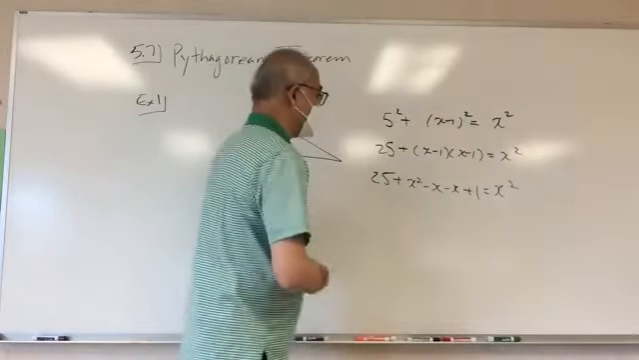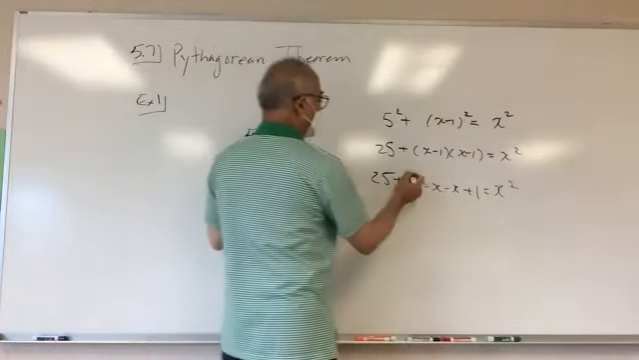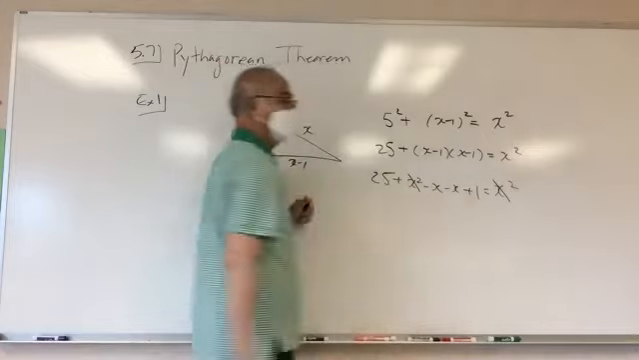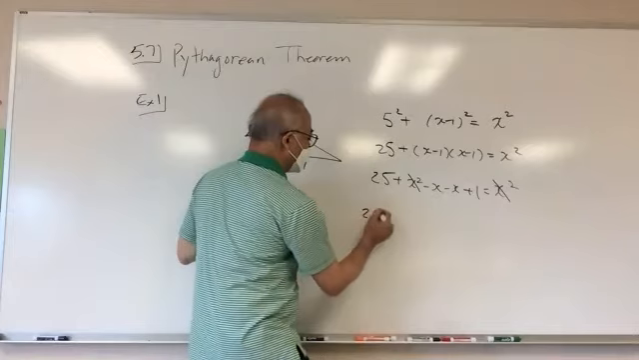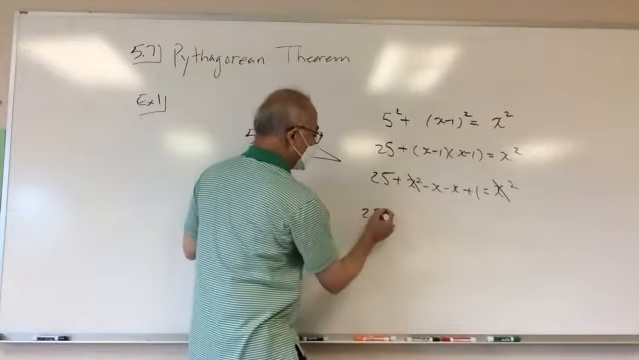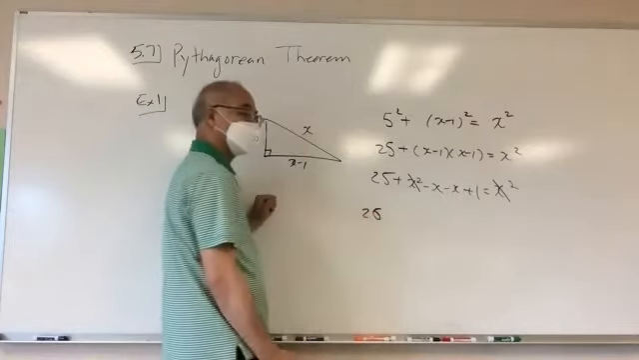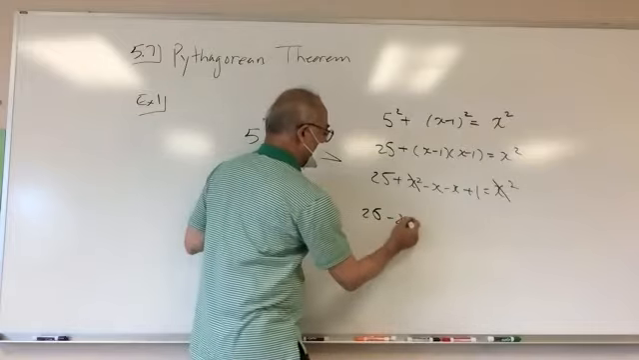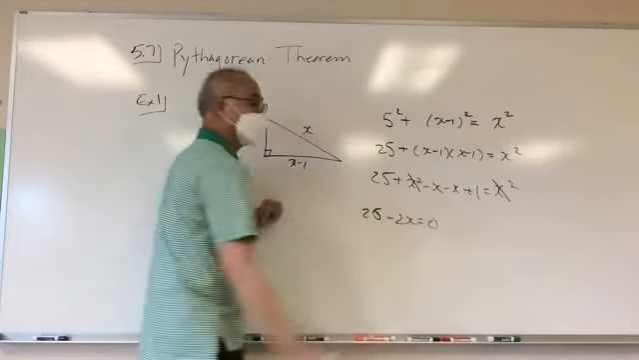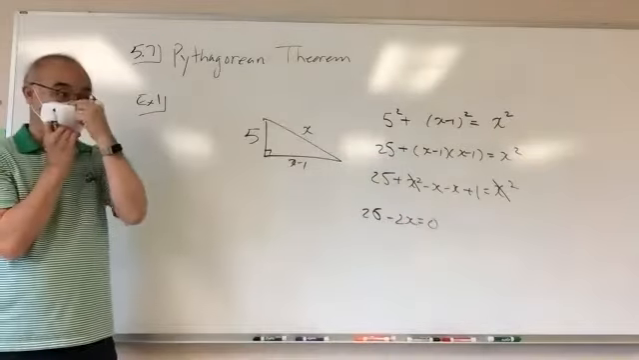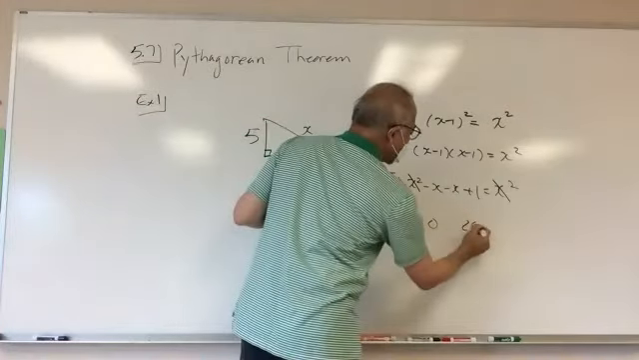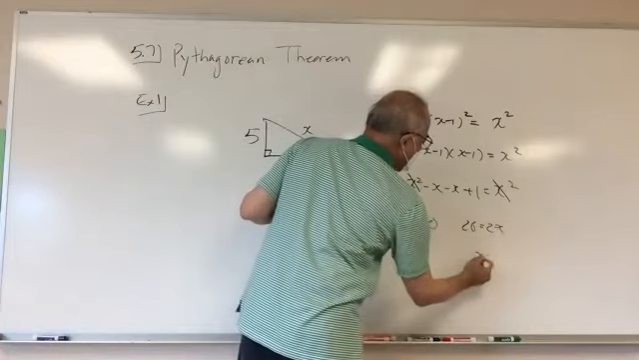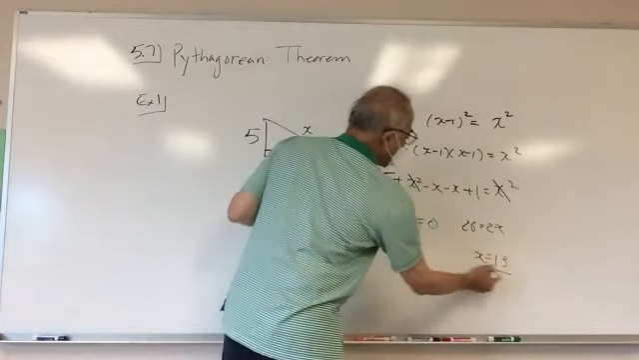All right, so at this point, we can say that x squares cancel out. They have the same one on both sides. 25 plus 1, so I'm going to get 26 minus 2x is equal to 0. All right. So I'm going to move the 2x over. 26 is equal to 2x. X is equal to 13.